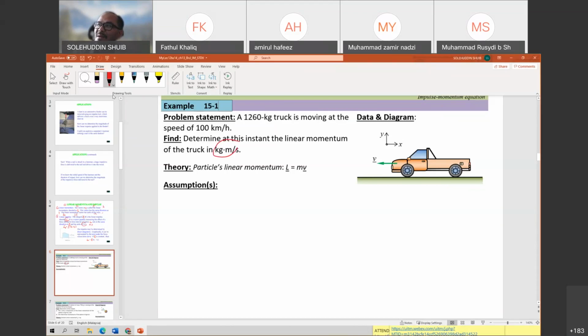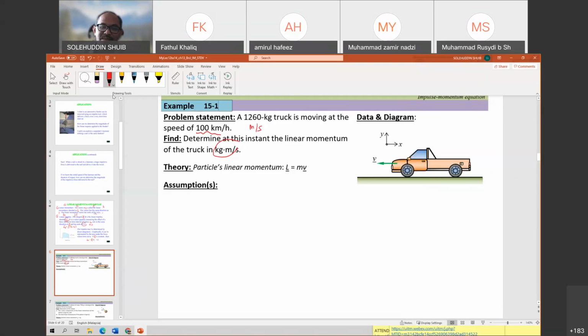In the problem statement, the speed is given as 100 kilometer per hour, so you need to convert this kilometer per hour into meter per second. That is the first thing. Second thing, you need to study this figure carefully. If we put the datum here, this is X and this is Y. So in which direction is the truck moving?